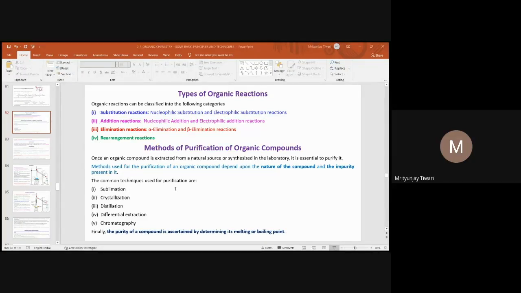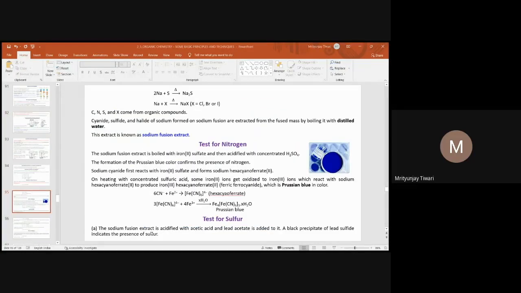If this compound contains sulfur, what happens? Sodium reacts with the sulfur that is there in the organic compound, and it will form Na2S, sodium sulfide. If it contains a halogen atom, it will form a halide on heating with the sodium. So we can now take this as 2Na plus and S2 minus, Na plus and X minus. The carbon, nitrogen, sulfur, and halogen all come from the organic compounds.